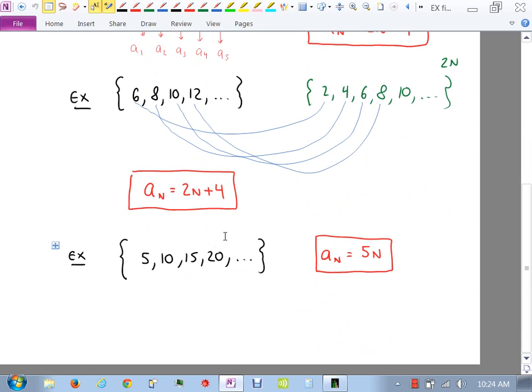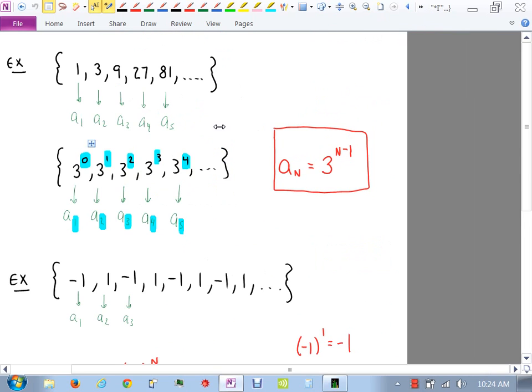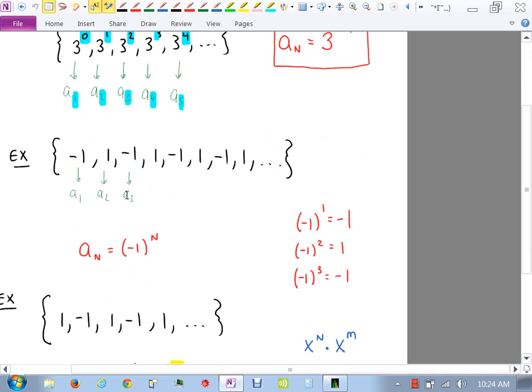And then this will give us multiples of 5. I'm just showing you stuff we covered already. Then this one was 1, then 3, 9, 27, 81. I showed you that these were powers of 3, and we came up with the formula. Then I showed you a formula of how to create an alternating sequence.